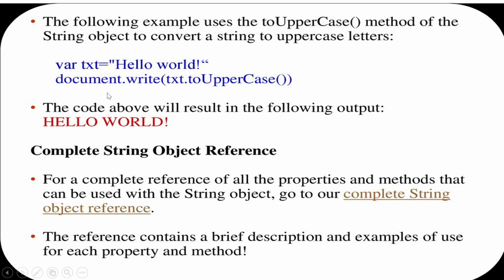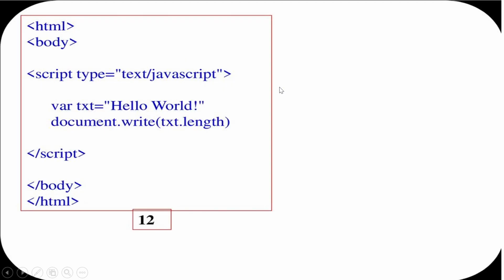Here, text.toUpperCase. What will toUpperCase or toLowerCase do? It will convert the whole text into either uppercase or lowercase. Uppercase is nothing but converting the whole text into capitals. Lowercase is nothing but converting it into small letters. Okay, that's it. To use that function, we have to use toUpperCase. And some example code. Hello world length we have already seen, text 12. Okay, thank you.